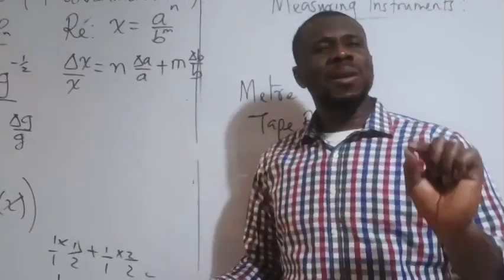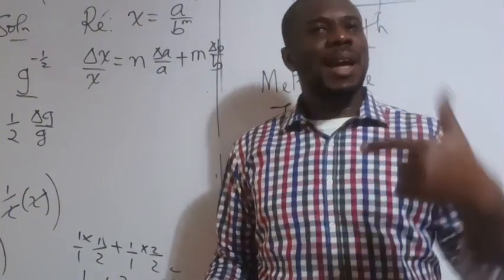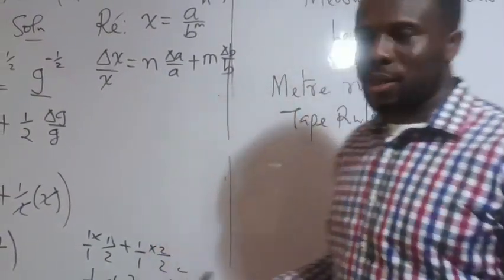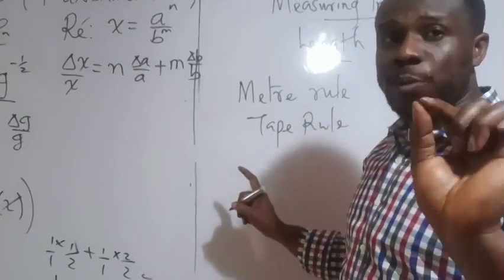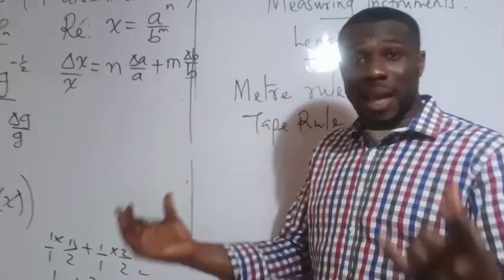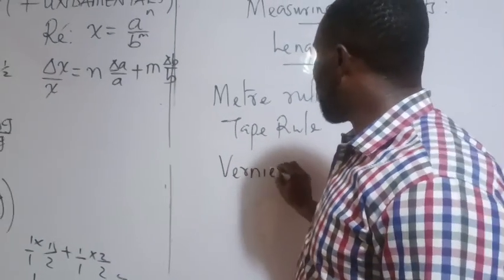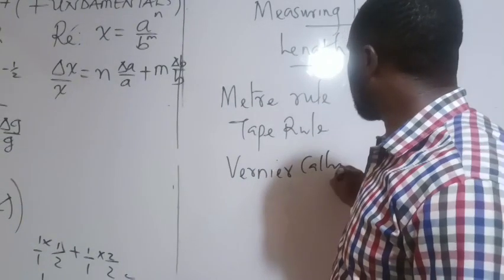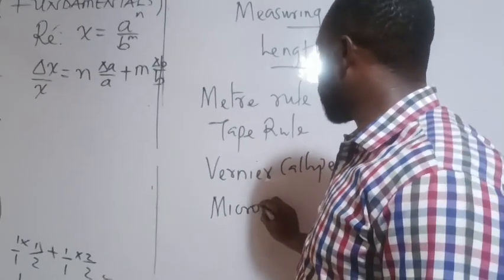However, we could measure length of round objects. It could be their internal or their external diameters. So if we're trying to measure the length of round objects, in this case the diameter of round objects, we use the vernier caliper, or we could use the micrometer screw gauge.